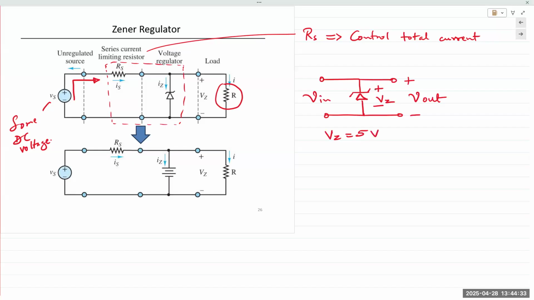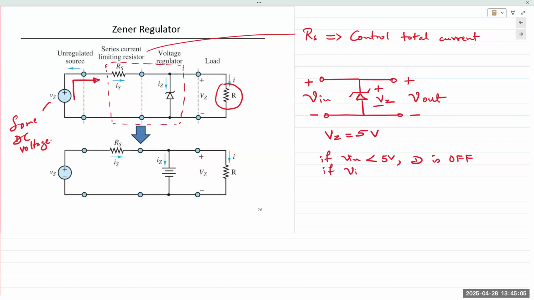Now, if you apply V in, plus here, minus here, if V in is less than 5 volts, is the diode on or off? Diode's off because the threshold has not been crossed over yet. It's simply reverse bias, no current flows through. So diode is off. No current or very minimal current will flow through.